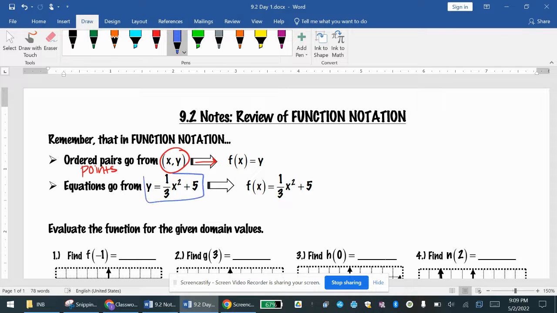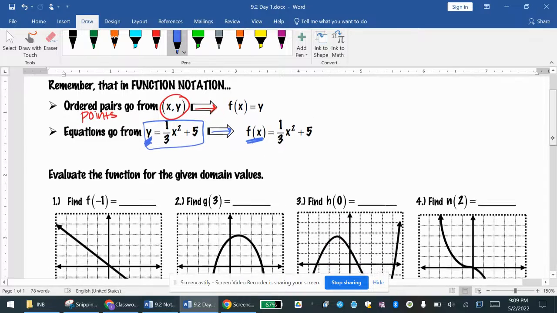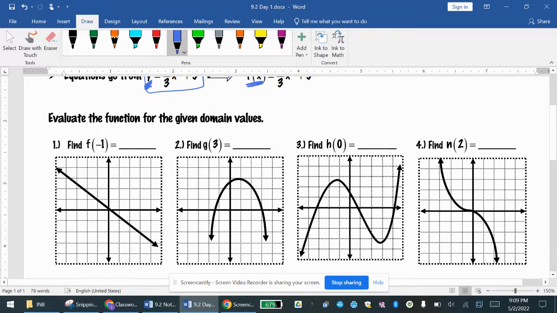Ecuaciones en vez de tener y, right? Y igual a. So the equations, instead of having y equals, they're going to have f of x equals. All right, so again, remember, most of the stuff in this lesson we've learned already. Acuérdense que la mayoría de lo que vamos a repasar ya lo han visto, okay?